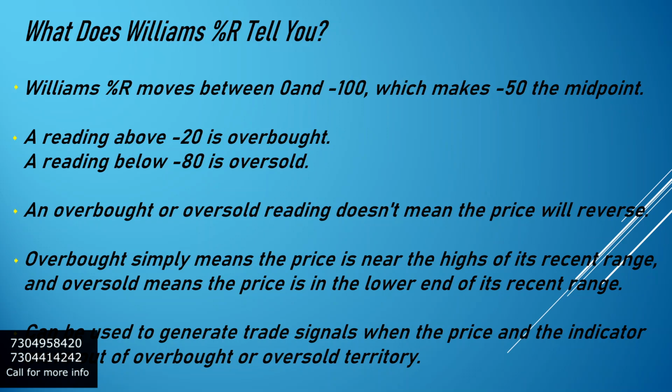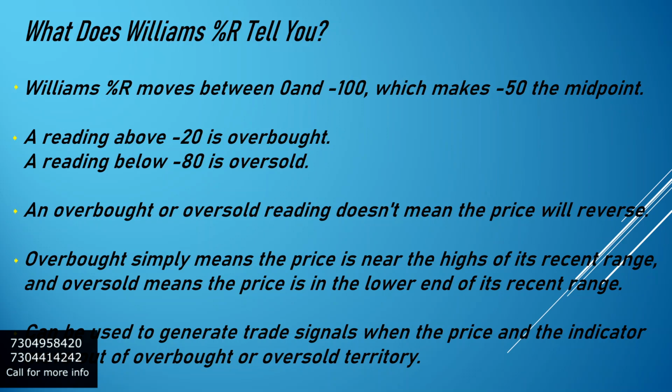The same concept applies to a downtrend. Readings of minus 80 or lower are often bearish. When the indicator can no longer reach those low levels before moving higher, it could indicate the price is going to head higher. Williams percent R moves between 0 and minus 100, which makes the minus 50 the midpoint.